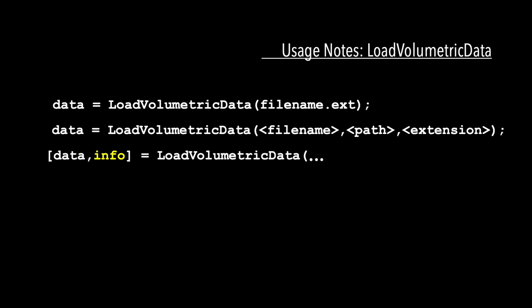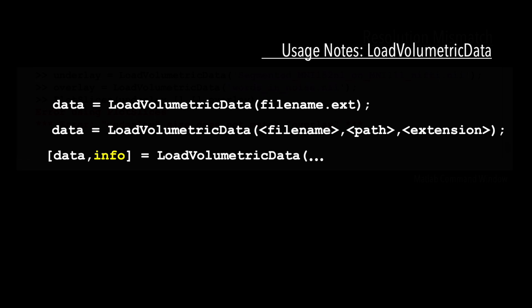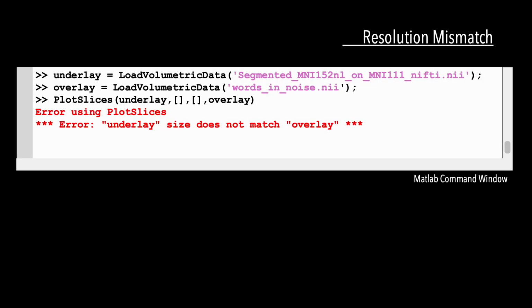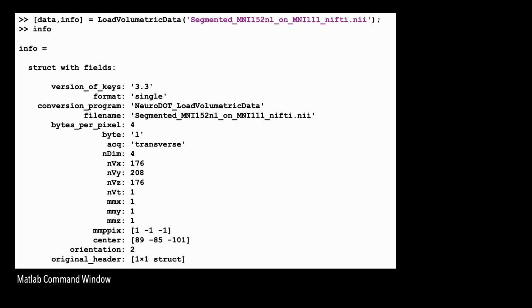This may be familiar if you have worked with Nifti files, which are organized as data and a separate header that contains image information such as the volume dimensions, spatial transform, and data type. A common use of the info structure is to check the compatibility of the overlay and underlay. If the resolution of these files does not match, plot slices returns an error as shown here. We can investigate by examining the info structure of both files.